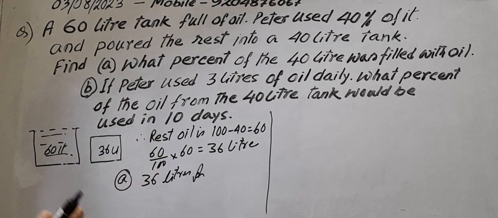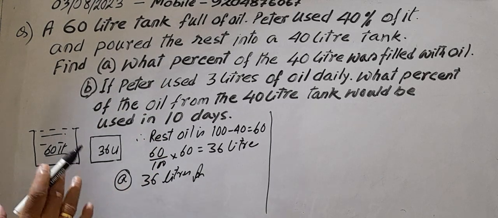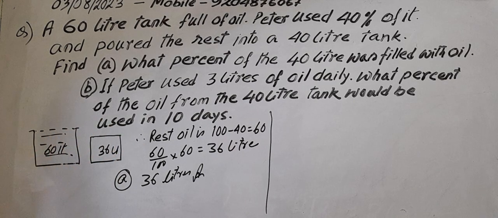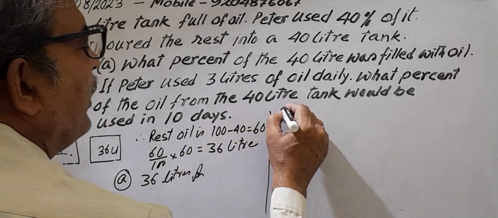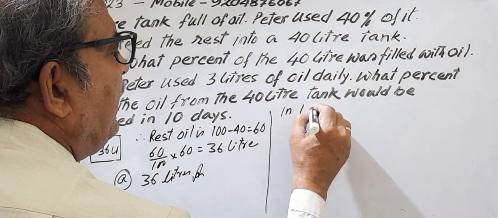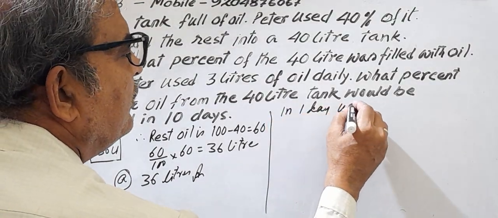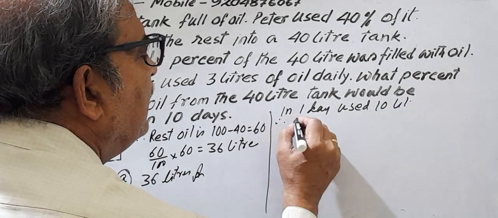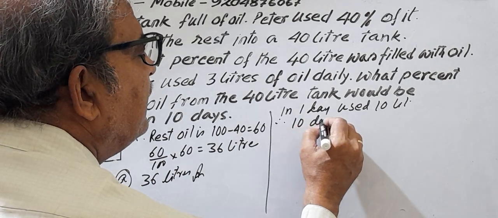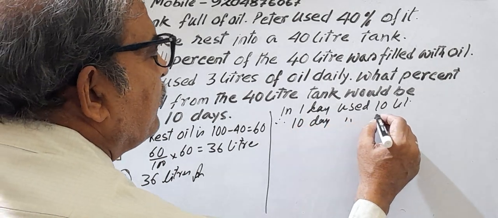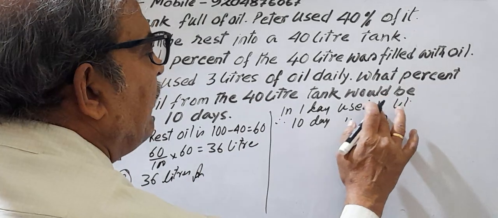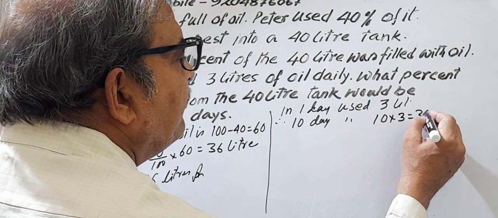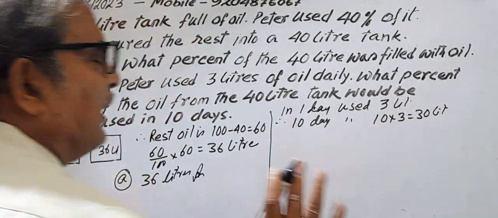If Peter uses 3 liters of oil daily, what percent of the oil from the 40 liter tank would be used in 10 days? Suppose in one day he used 3 liters. Therefore in 10 days he used 10 into 3, that means 30 liters.